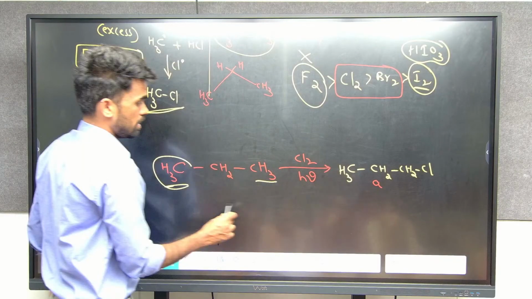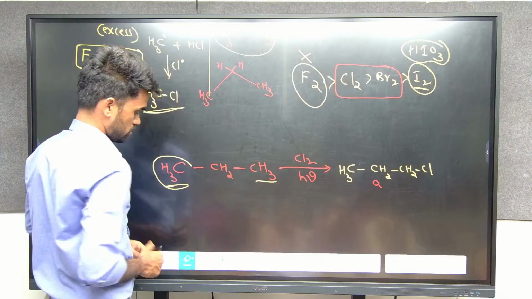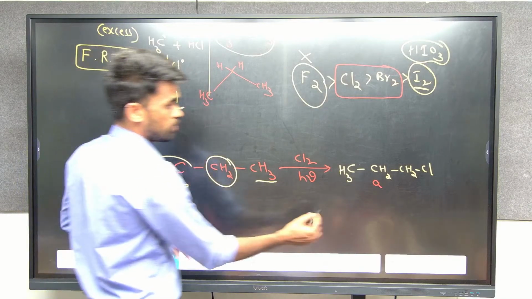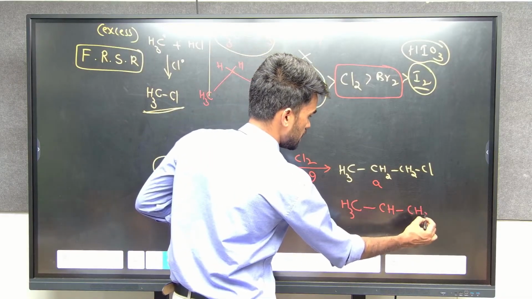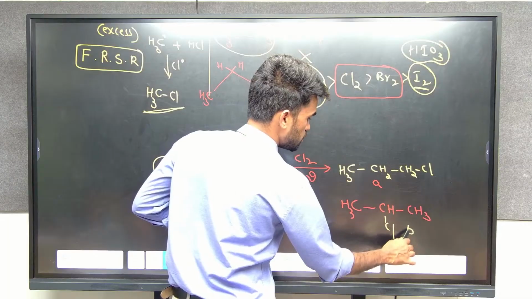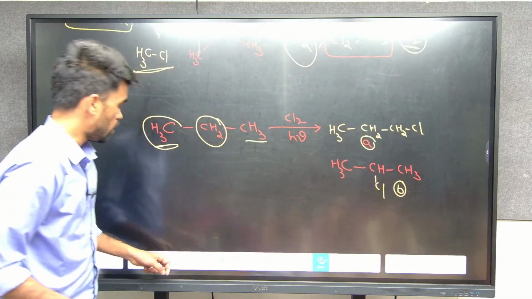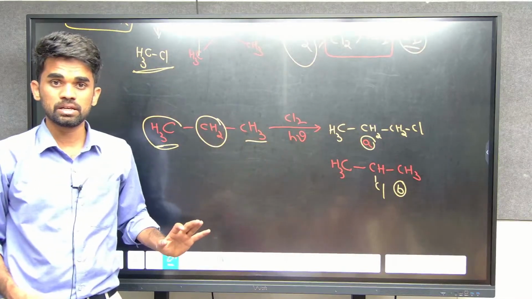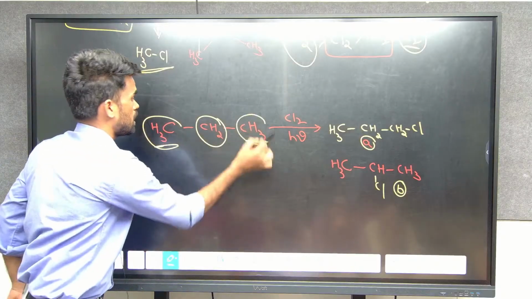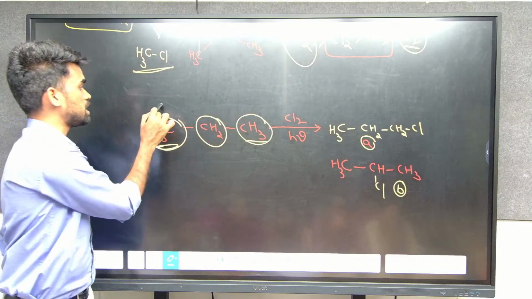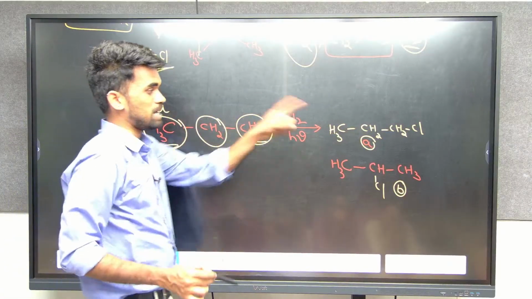Next chlorination, what is the next possible product? The one in the middle, right? If I replace that hydrogen, we'll get CH3, CHCl, CH3. This is the B type of product. So A type, B type products. Now how am I saying how many possible products? Just identify the types of hydrogens we have. These terminal ones are the same, let us say A type. The middle one is different, B type. So A type product, B type product.